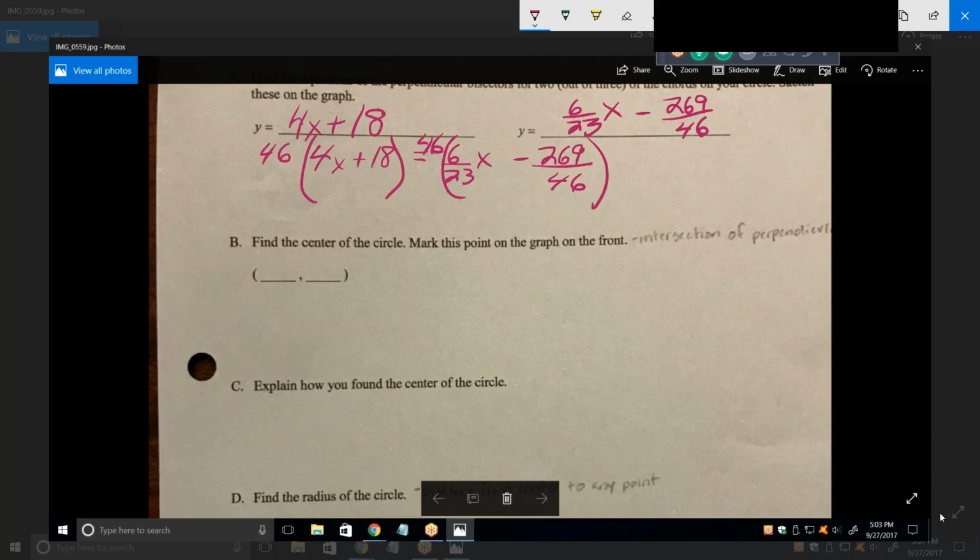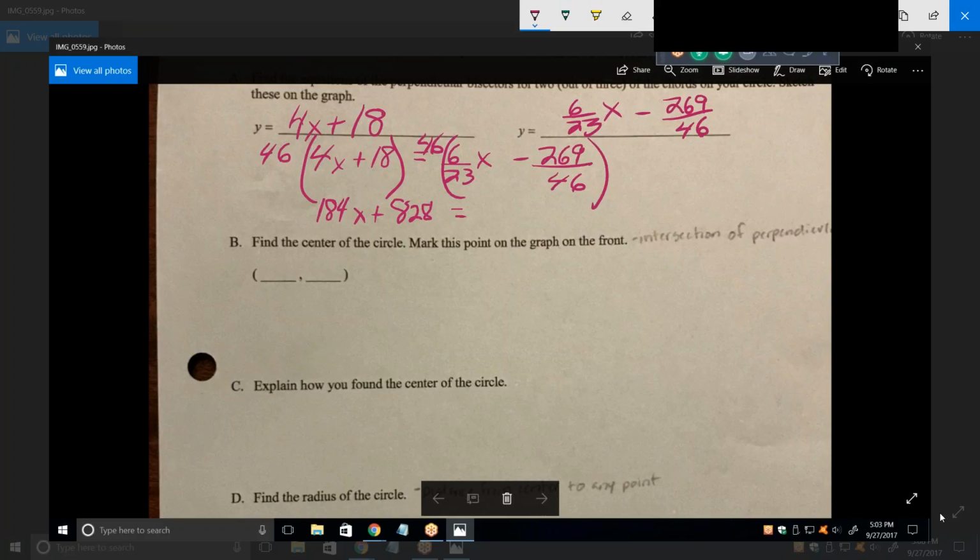So multiply, I guess I can do that in my head. That is 184x. What's 46 times plus 18? Excuse me, 46 times 18. 828.